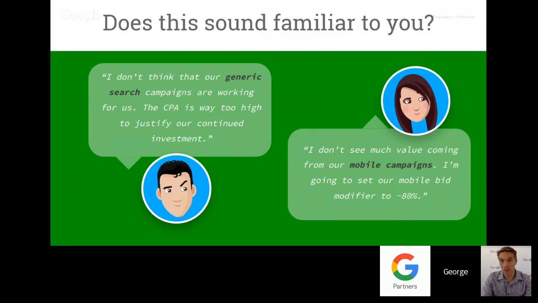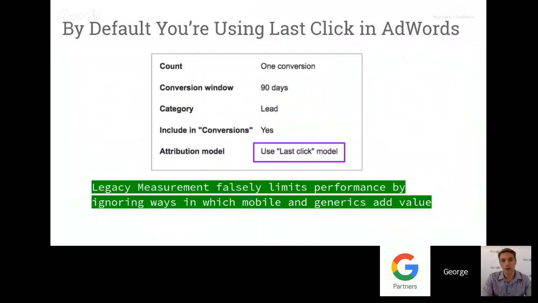Some of these callouts might sound familiar to you, right? Our generic campaigns aren't working, our cost per acquisition is too high, or our mobile campaign is underperforming, so I'm going to lower my bids on mobile. However, as performance marketers, we know that very often multiple searches are done across devices before a user takes an action, right? So therefore, we should not be ignoring other searches that are done. Instead, we should be giving them credit.